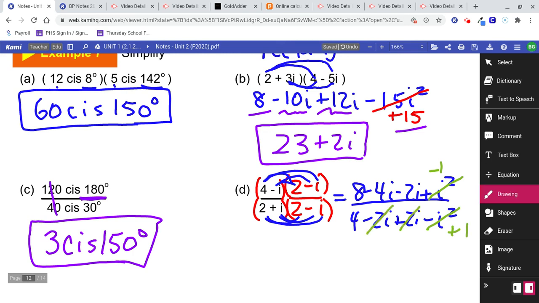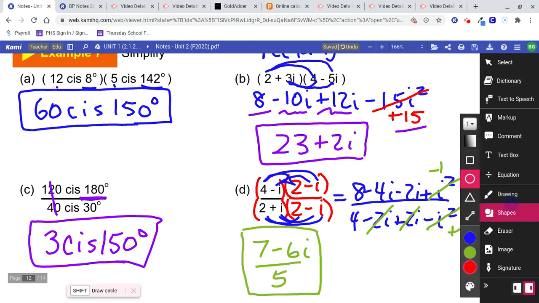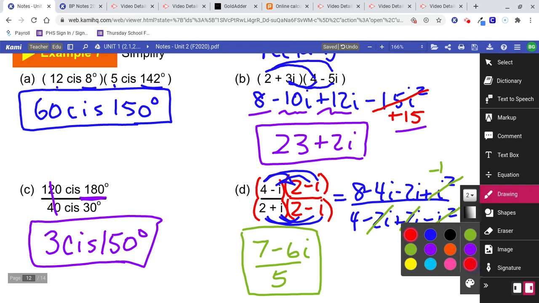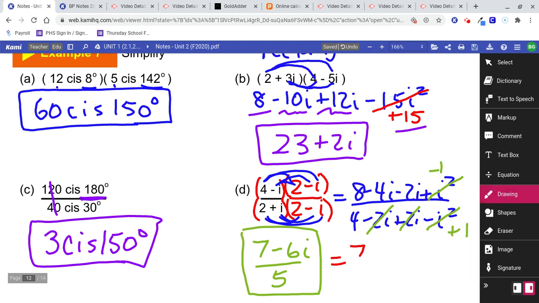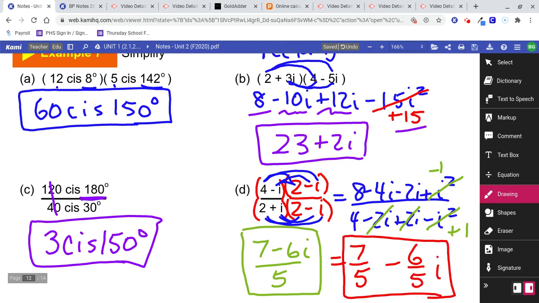So look at what we have. On the top, like terms, 8 minus 1 is 7. Negative 4i, negative 2i make negative 6i. On the bottom, 4 plus 1 is 5. I like the answer written like this. I suspect MyMathLab is going to make you split it into 7/5 minus 6/5 i. Either way, same thing. There's your answer.